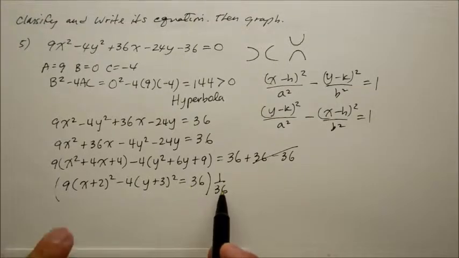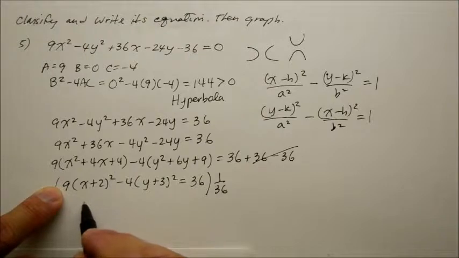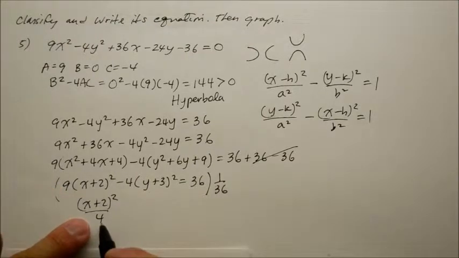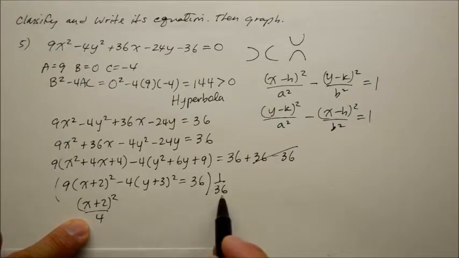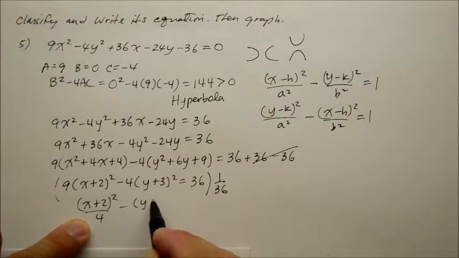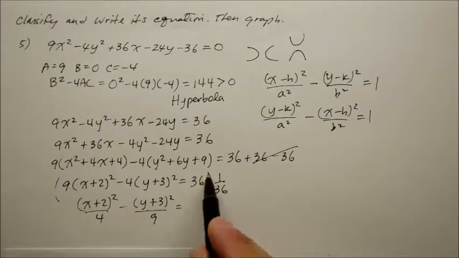So 1 over 36 times the first expression: the 9 coefficient reduces the 36 by 4. So we could write it as (x plus 2) squared over 4. Hey, perfect square. The negative 4 reduces 36 by 9 times. So we end up with minus (y plus 3) squared over 9 equals. Now the constant 36 cancels out the 36, or they simplify to a 1.